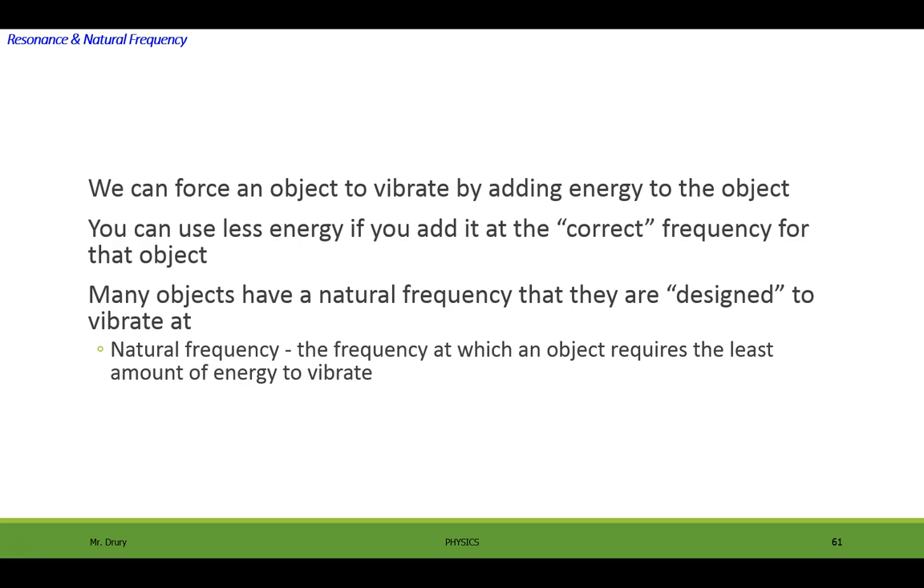So what is a natural frequency? The frequency at which an object requires the least amount of energy to get it to vibrate. And this depends on the shape, the density, the material, and the size of the object. We've all dropped change before, like quarters, nickels, dimes, pennies. They all have a distinct natural frequency they vibrate at, and you can hear that as you drop them. They make different sounds.